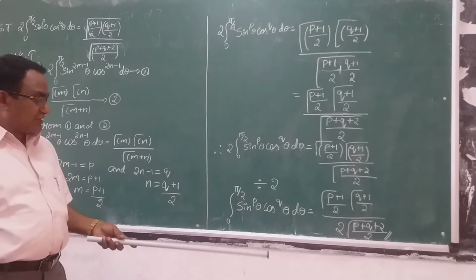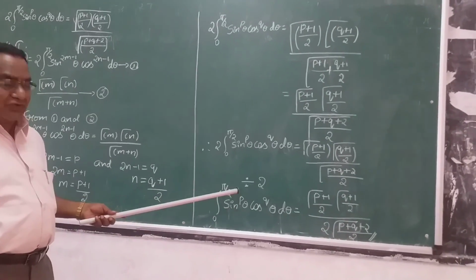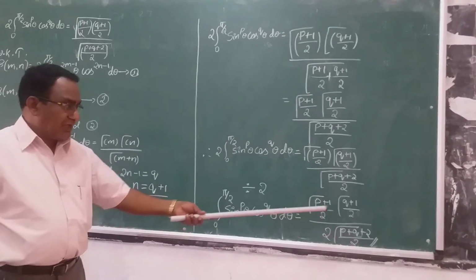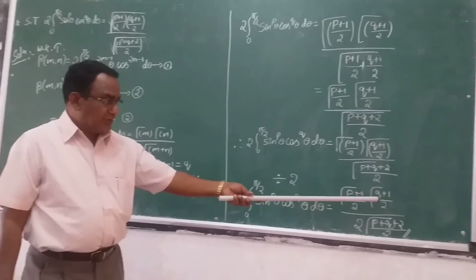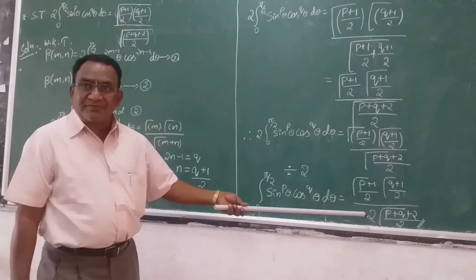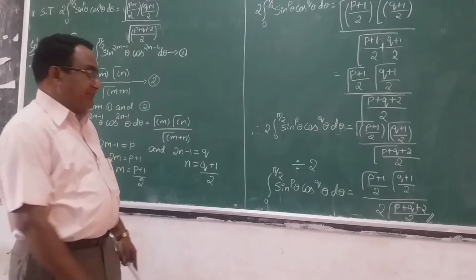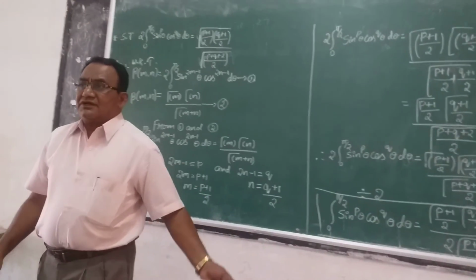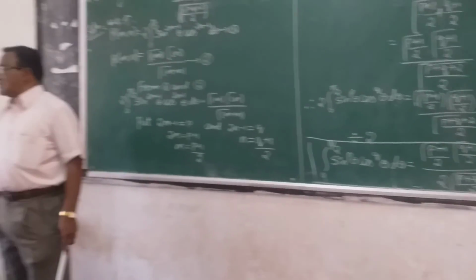Divide by 2 on both the sides. This 2 cancels on the left hand side. Integral from 0 to pi by 2 of sin to the power p theta into cos to the power q theta d theta is equal to gamma of (p plus 1) by 2 into gamma of (q plus 1) divided by 2 whole divided by, since we are dividing this by 2, take 2 in the denominator, 2 times gamma of (p plus q plus 2) divided by 2. This is what we wanted to prove here. And remember this result, and we are going to use this result while proving the next examples.